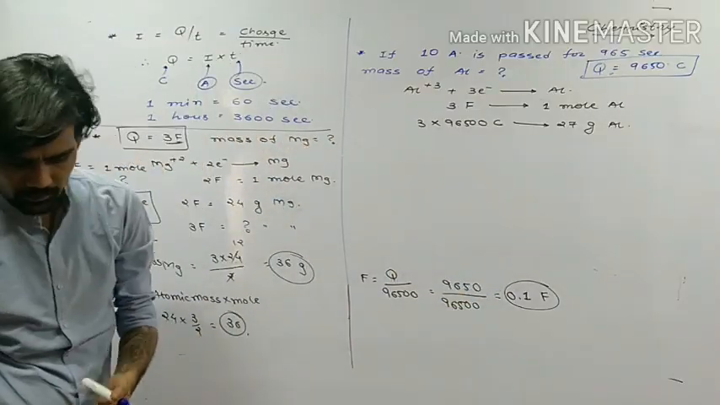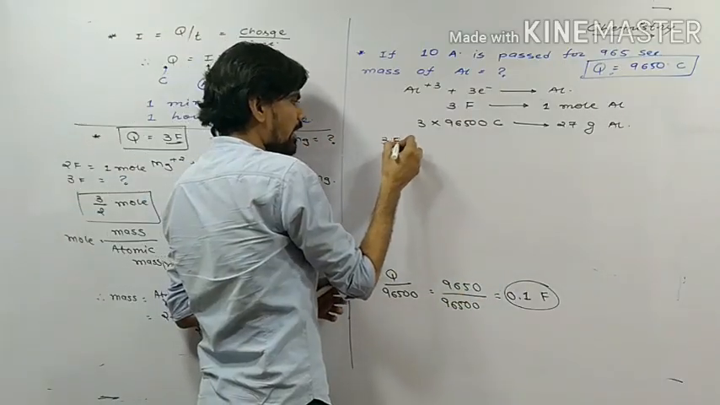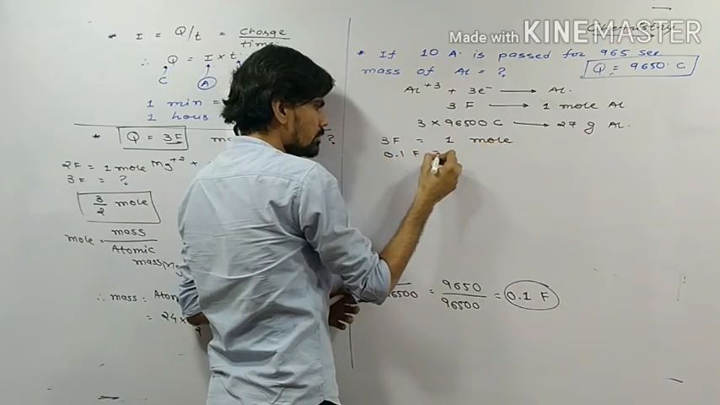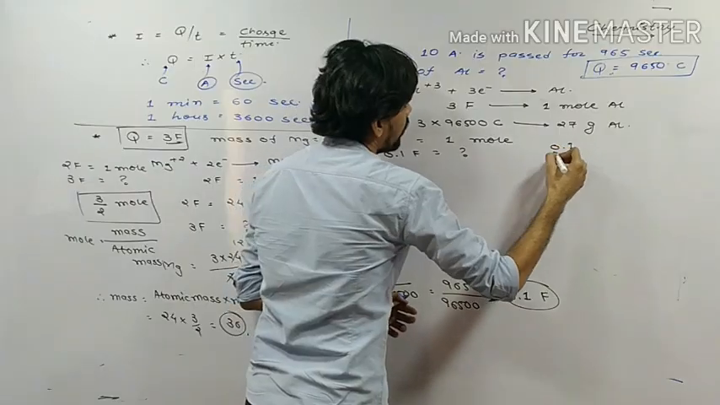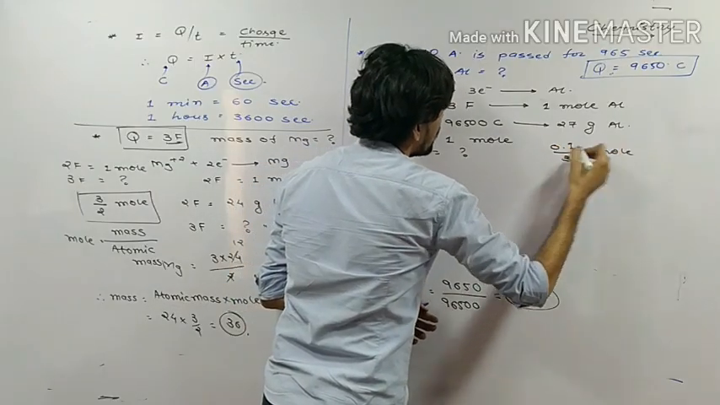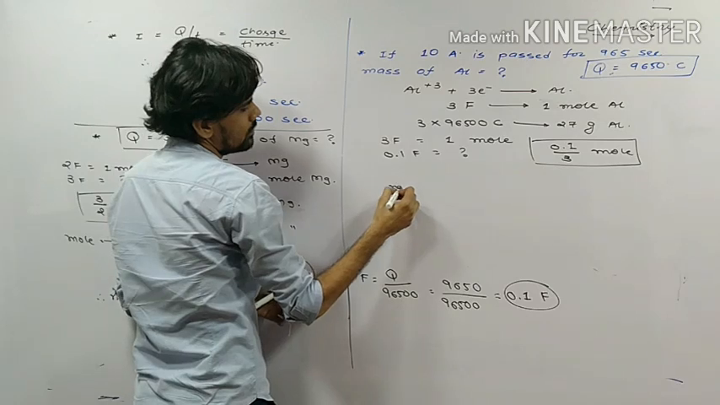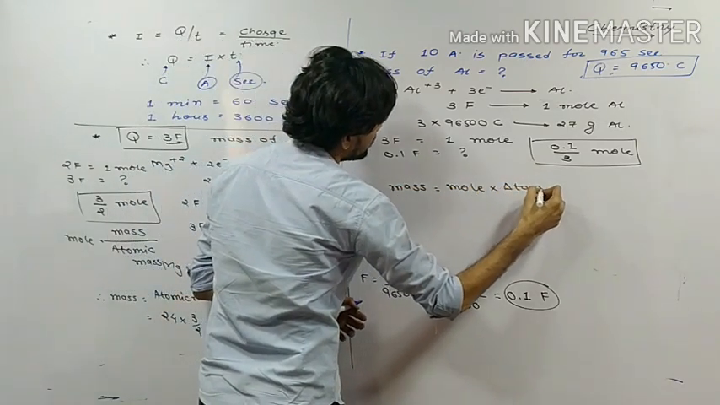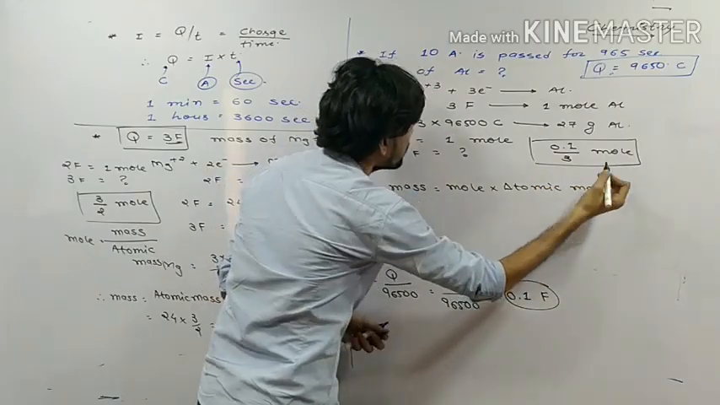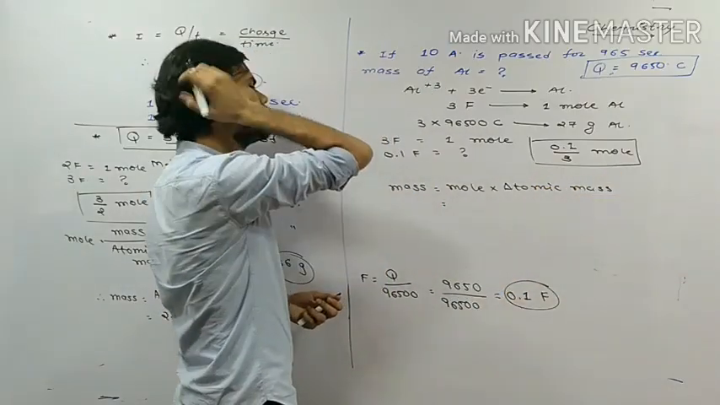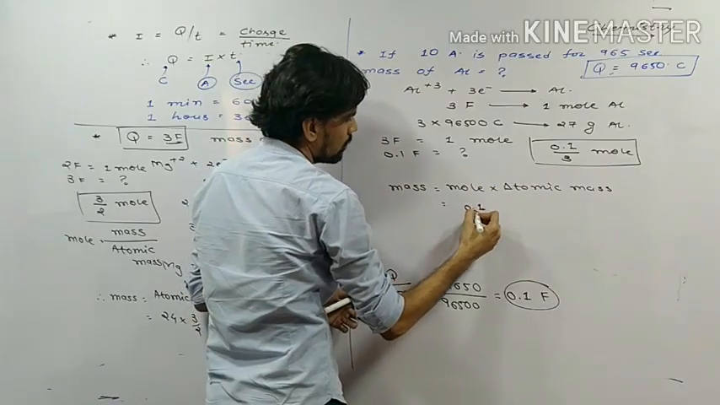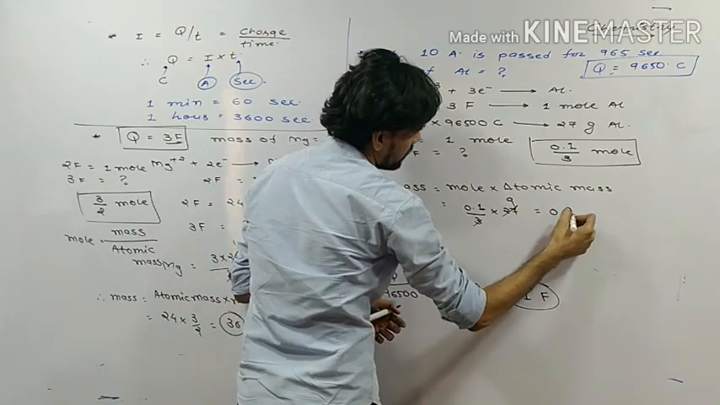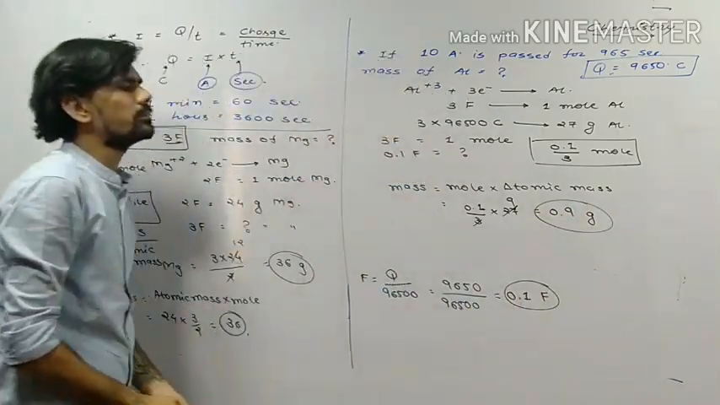0.1 Faraday. 3 Faraday is equal to 1 mole. 0.1 Faraday is equal to what? 0.1 by 3 mole. Mass is equal to mole multiplied by atomic mass. Mole is 0.1 by 3, atomic mass 27, so 27 by 3 into 0.1, 0.9 gram is your answer.